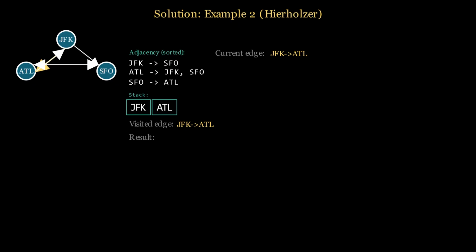From ATL we have JFK and SFO. We choose JFK. We follow the edge and push JFK onto the stack. From JFK we now only have SFO left. We follow the edge to SFO and push SFO onto the stack.